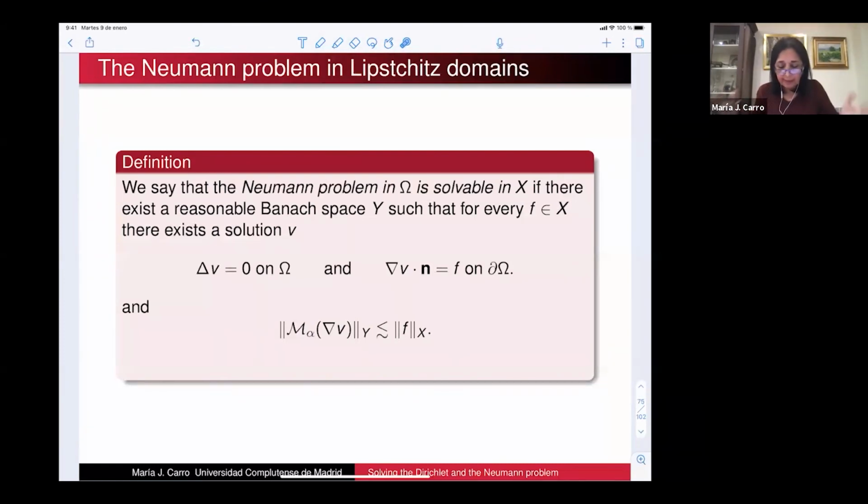Okay, so let us just define what it is. We say that the Neumann problem is solvable in some space X if there exists a reasonable space Y, so that for every function f in X, we can find a harmonic function on the domain, so that the normal derivative, where n is the outer normal vector, coincides with the function f on the boundary, and we need to have a control of the gradient of the function. Okay, so now we have to have some boundedness, but instead of having here the function u, we need to have the control on the gradient of the function.